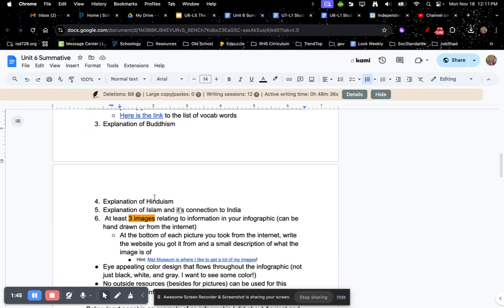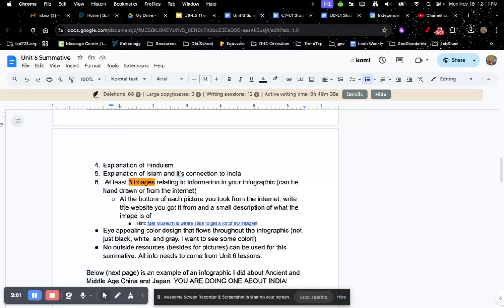3. Explanation of Buddhism. 4. Explanation of Hinduism. 5. Explanation of Islam and its connection to India. And 6. At least 3 images relating to the information on your infographic. They can be hand-drawn or from the internet. At the bottom of each picture you took from the internet, write the website you got it from and a small description of what the image is of.